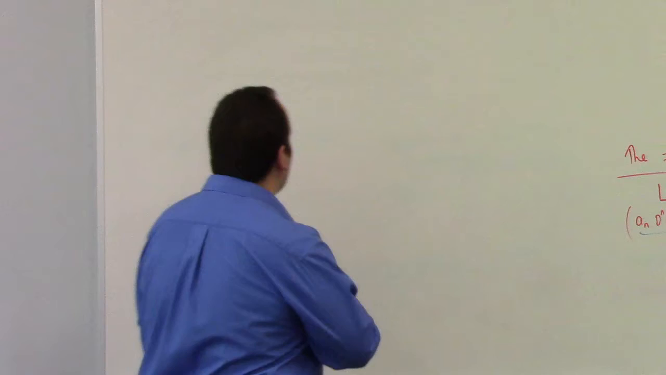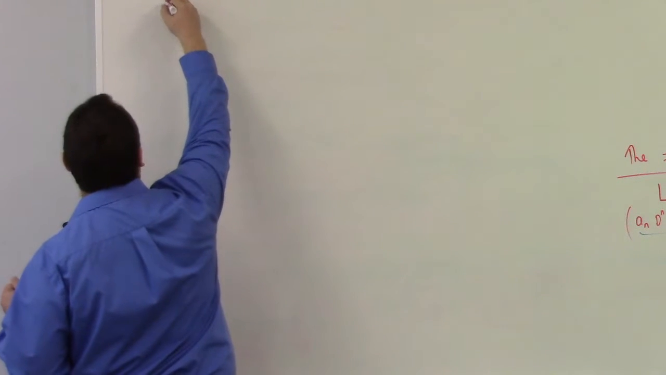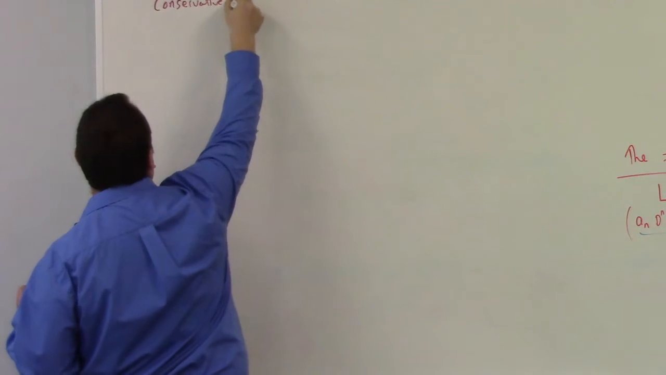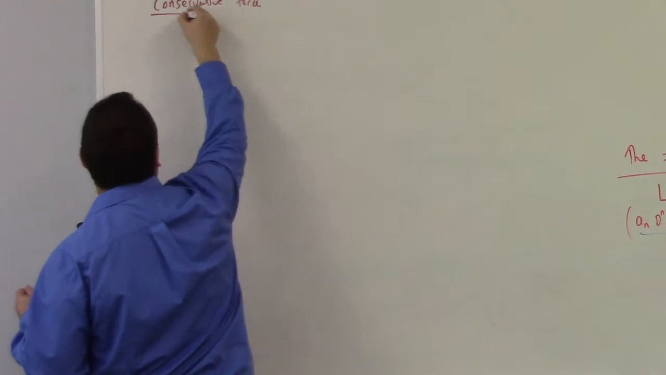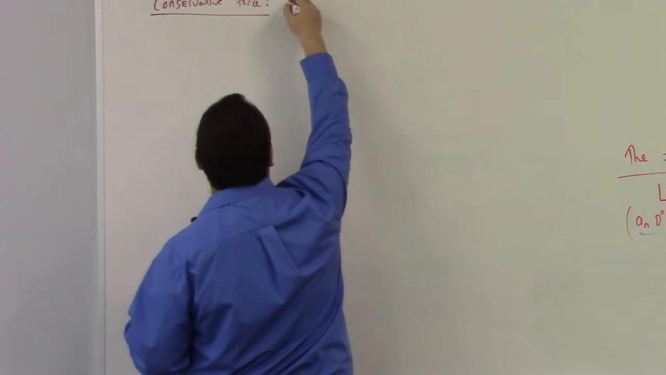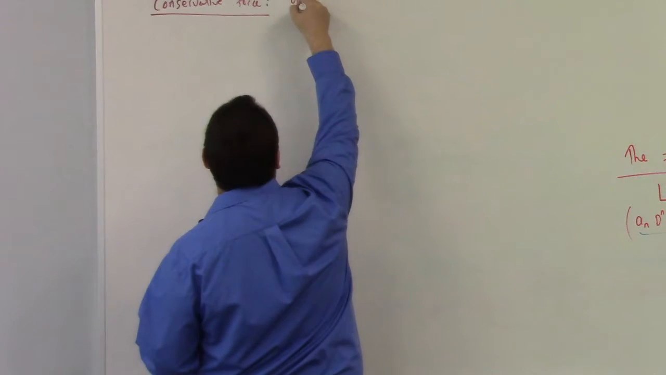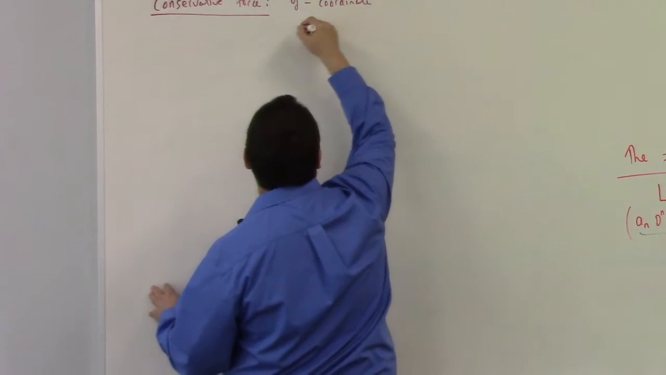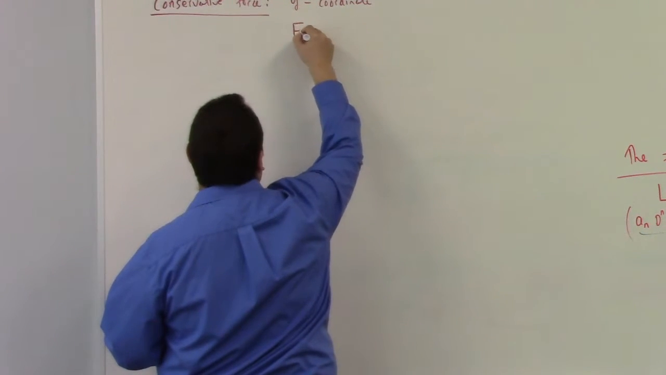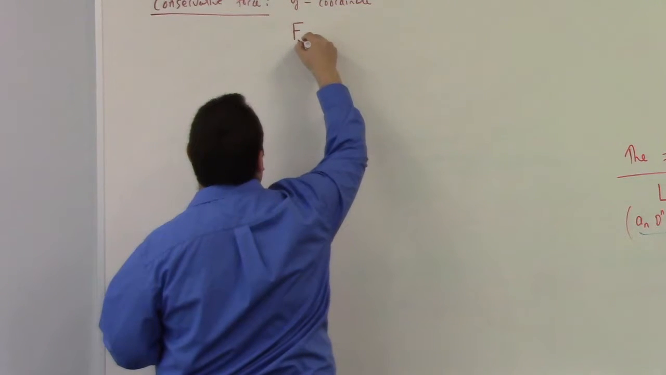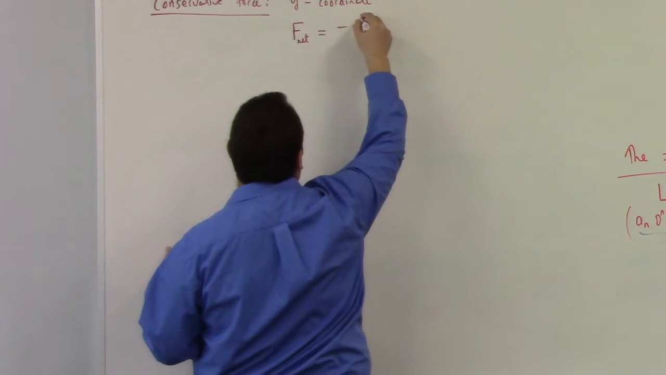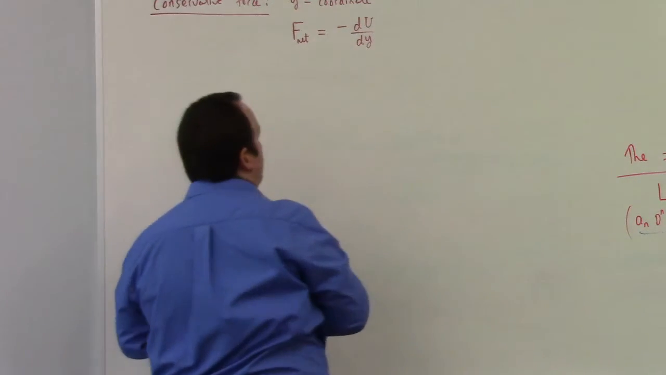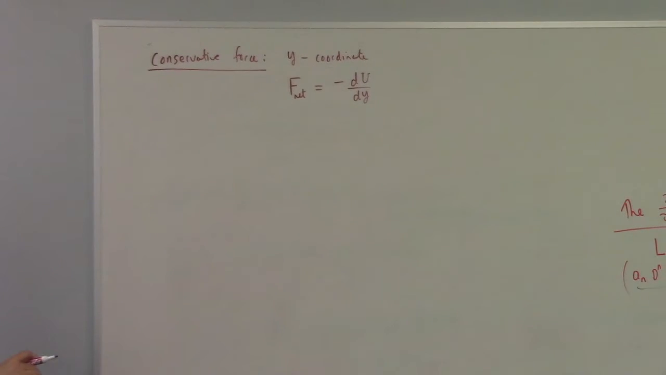All right, so energy lemma. So if we have a conservative force, what's that look like? What's a conservative force? If we're dealing with y as the coordinate, so if we have a net force, then that would be equal to like minus what? du dy, that's physics, right? U would be the potential energy function, right?